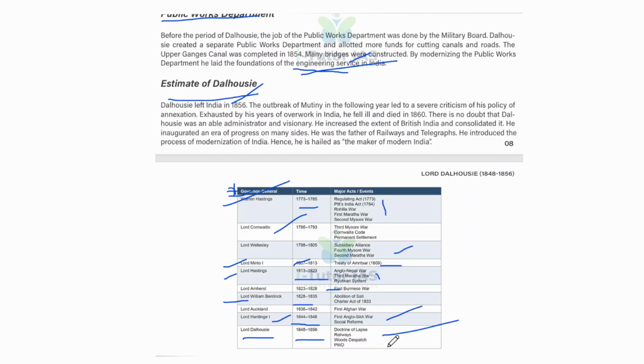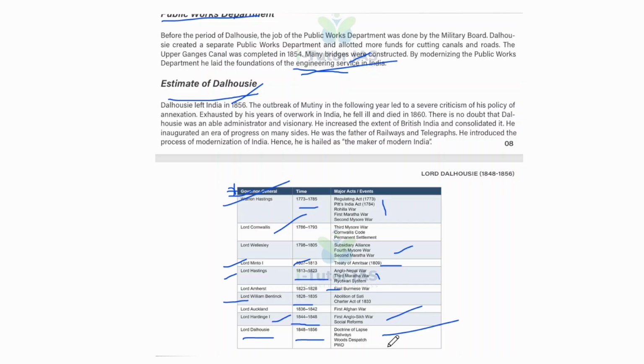And Lord Ellenborough, Lord Hardinge, Dalhousie, and Lord Canning are the governors general after that, up to the revolt of 1857. That time the revolt was there, and the Governor General was Lord Canning, who became the first viceroy after the crown took control, because after the mutiny the crown took control over India. That is the difference there.